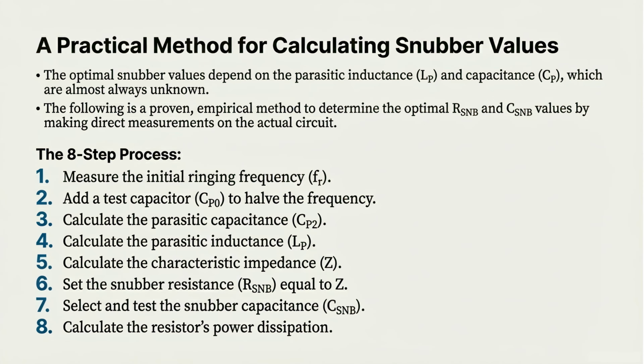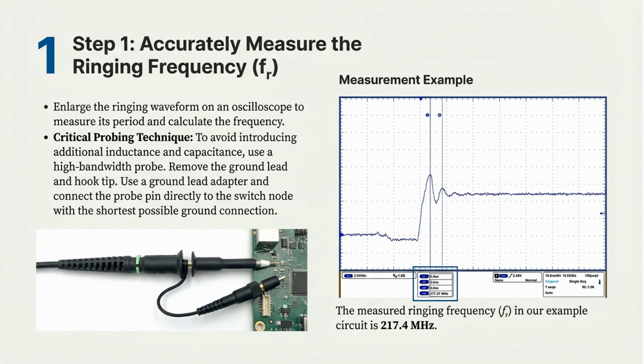Since parasitic values are unknown, a practical, empirical method is required to find optimal snubber values. This 8-step process involves making direct measurements on the actual circuit to determine the optimal RSNB and CSNB values. Step 1 is accurately measuring the initial ringing frequency. Use a high-bandwidth probe and connect the probe tip directly to the switch node with a short ground connection to avoid introducing additional inductance or capacitance.